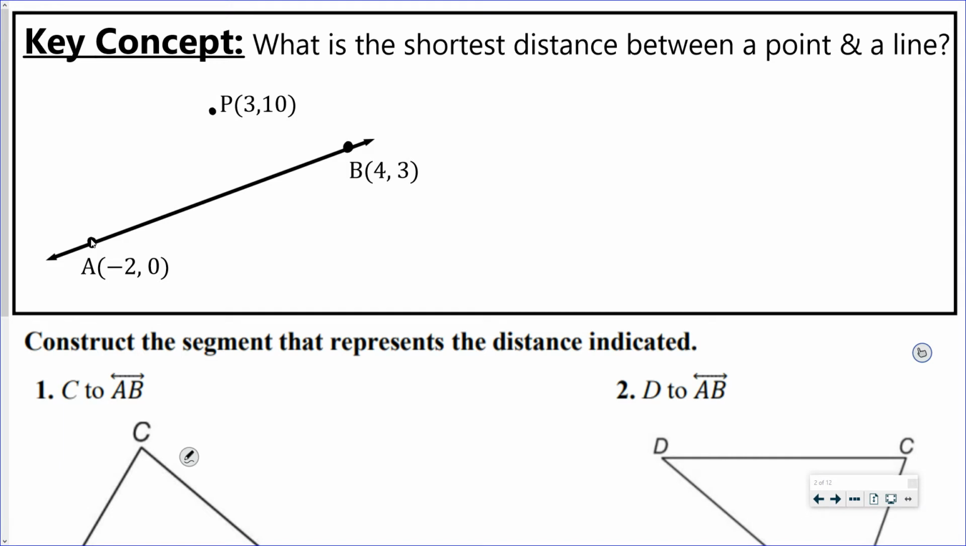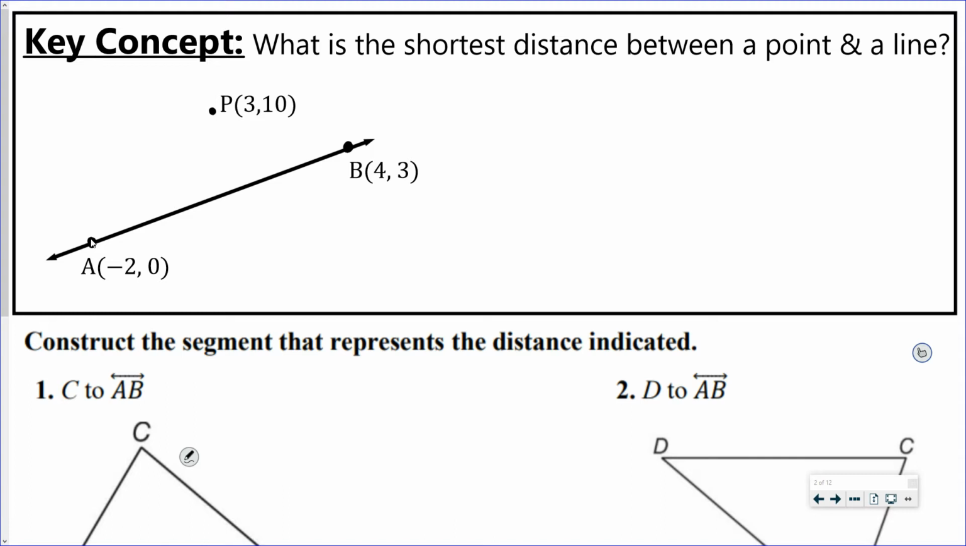All right, let me ask you this question. If I have a line, like line AB, and I have some other random point that's not on my line, what would be the shortest distance from this point to this line? Any guesses? What would be the shortest distance? Tyson? Perpendicular line. Nice. A perpendicular line because we'd want to travel straight to the line, right?